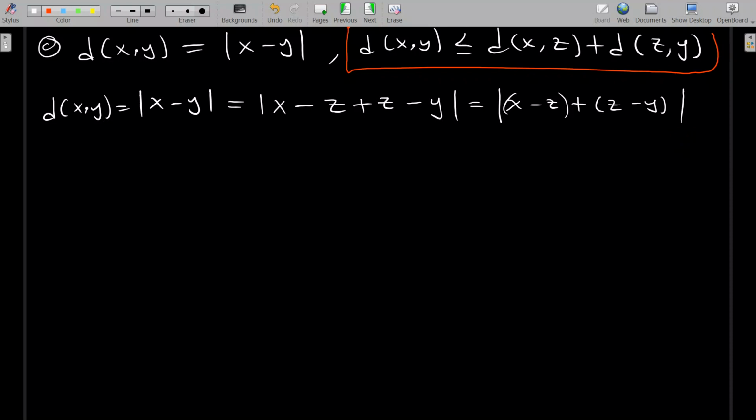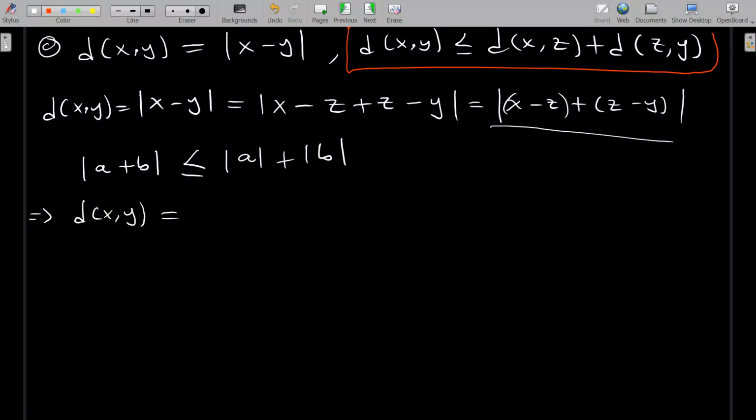So now this looks like this. If I have the absolute value of a plus b, from the absolute function properties, this is less than or equal to the absolute value of a plus the absolute value of b. So you should know some properties before you can apply them here. This will imply that d of xy has been expanded to this form, and I will say is equal to the absolute value of x minus z plus z minus y.